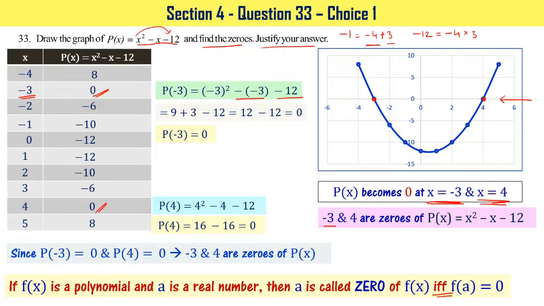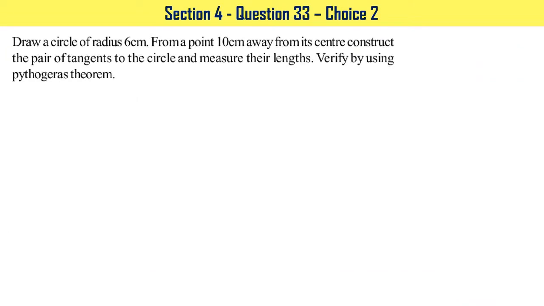That is the last part of the question paper. Choice 2 of question 33. Draw a circle of radius 6 centimeters. From a point 10 centimeters away from its center, construct a pair of tangents to the circle and then measure their lengths. Verify by using Pythagoras theorem. We have 3 subparts into this. We have to construct 2 tangents and then measure their lengths and then verify the lengths using Pythagoras theorem.